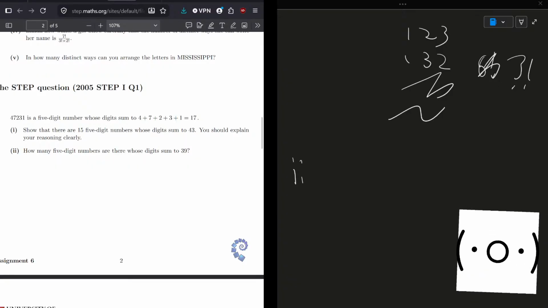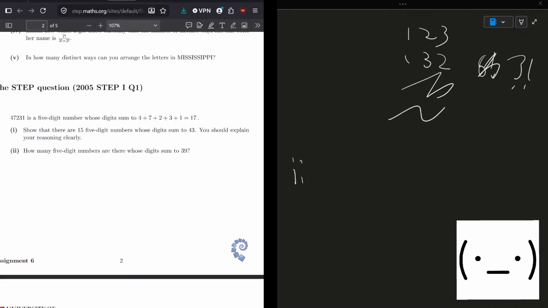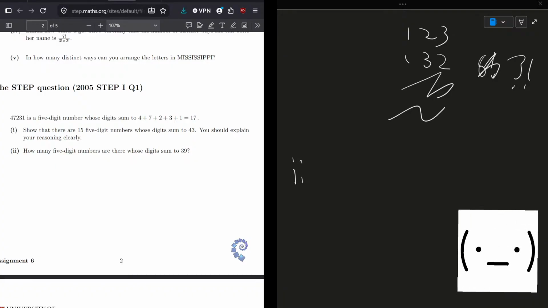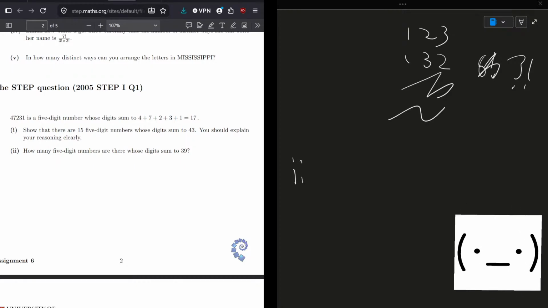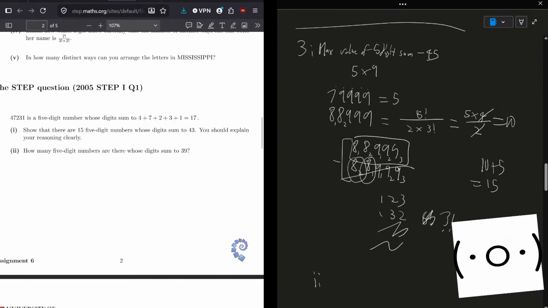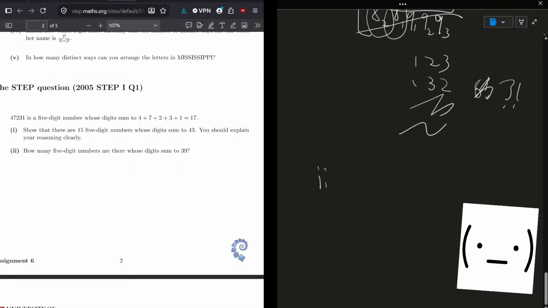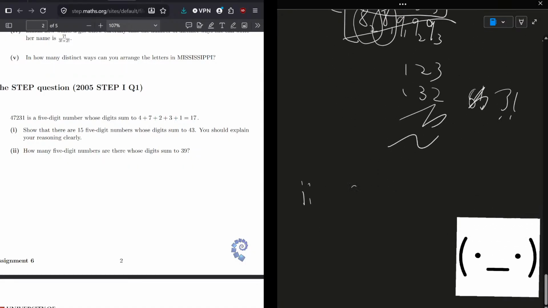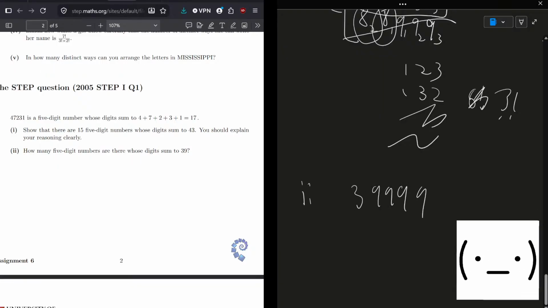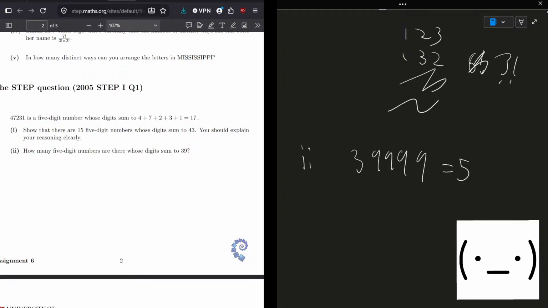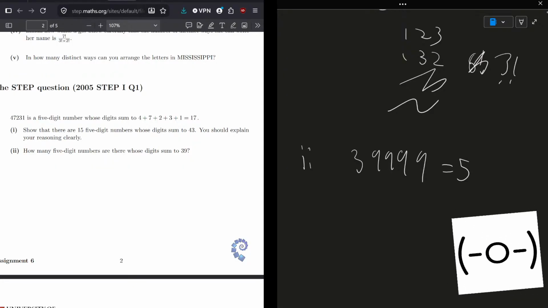How many 5-digit numbers are there whose digits sum to 39? This is a more difficult question altogether. But it's pretty much a repetition of the same thing, so we can consider, well, first of all, let's consider the extreme case. Let's consider 3, 9, 9, 9, 9. So that's already 5 cases. It's actually quite difficult because there's a lot of cases to consider.